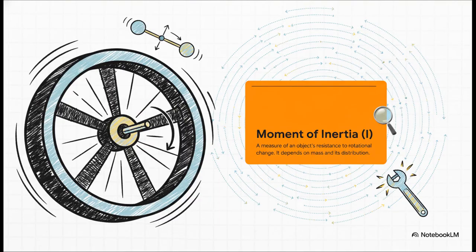Okay, but what is this moment of inertia thing, really? Just think of it as rotational mass. It's a way to measure how much an object resists being spun. But, and this is the key, it's not just about how heavy the object is. It's all about how that weight is distributed. You know, like when a figure skater pulls their arms in to spin faster, they're actually changing their moment of inertia right there on the ice.